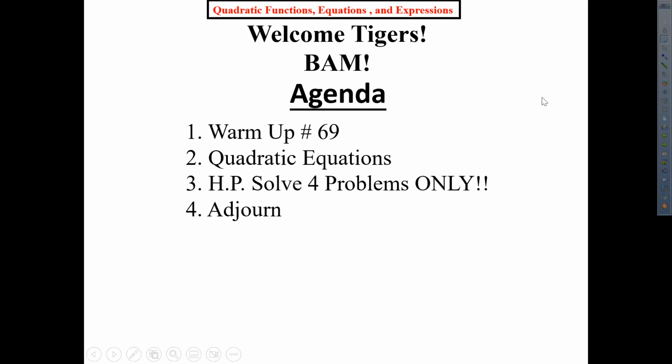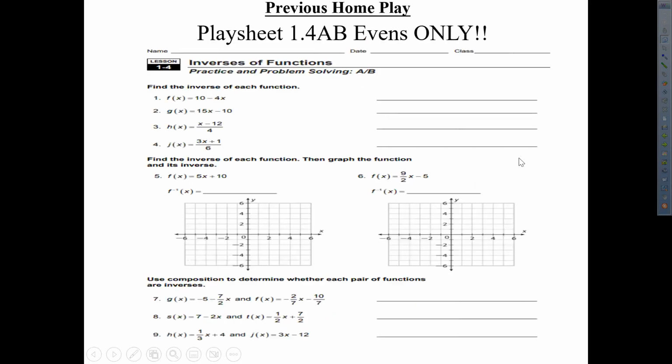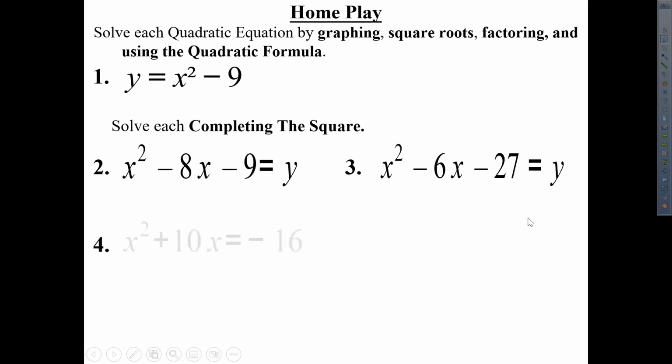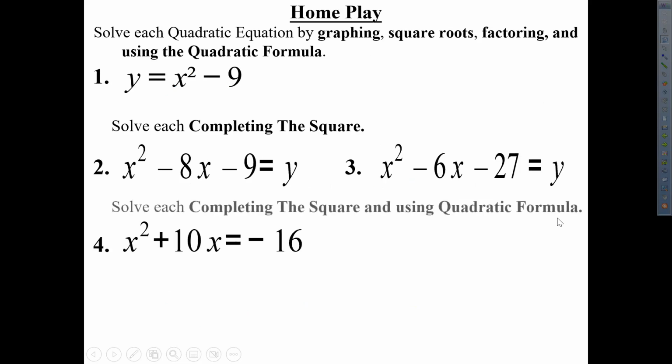And last night's home play, I'm gonna leave the window open so you can turn it in throughout the day. You have till 3:25. That was extra practice for you, but I just want to get us started and moving on. However, I do want to show you tonight's home play so you can take a screenshot or a picture. There it is.